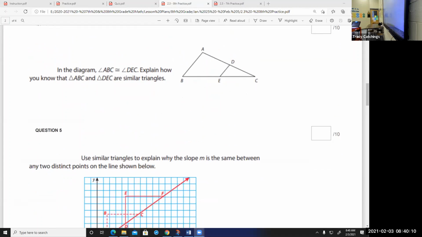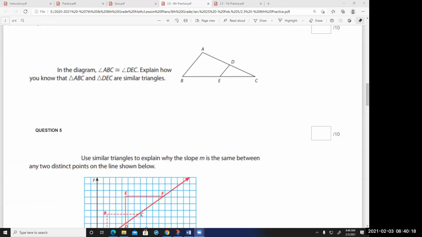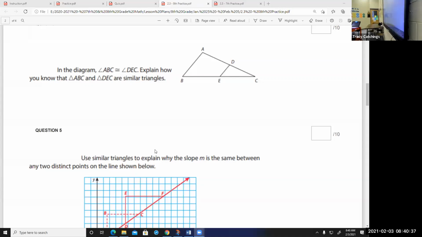Read question 4 to us. In the diagram, angle ABC equals angle DEC. Explain how you know that triangle ABC and triangle DEC are similar. I'm sorry, I had a phone call. All right. So they told us ABC is similar to DEC, and they want us to explain how these two triangles are similar.